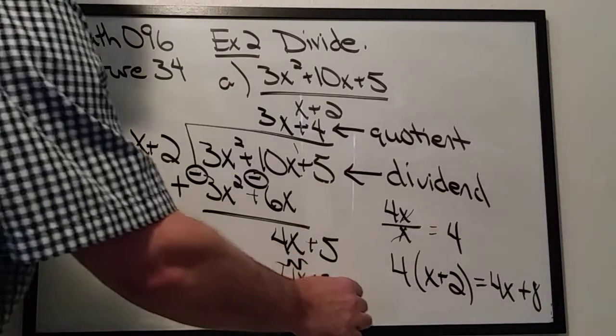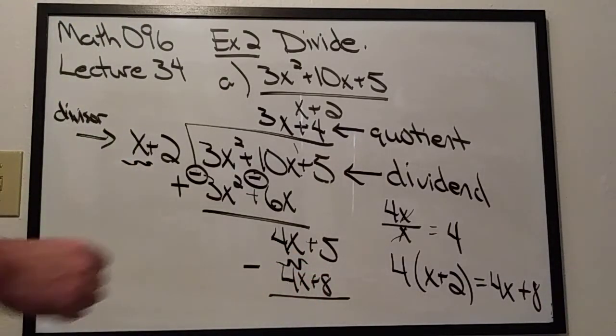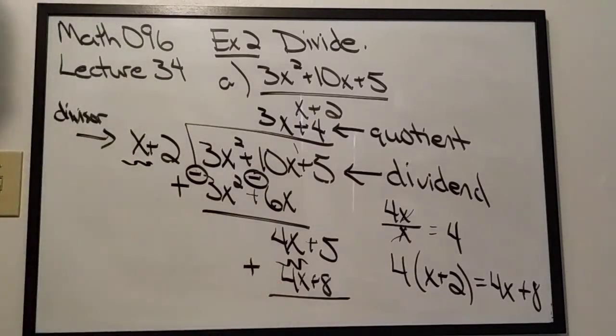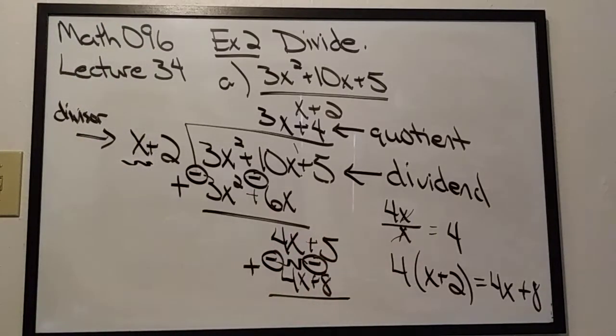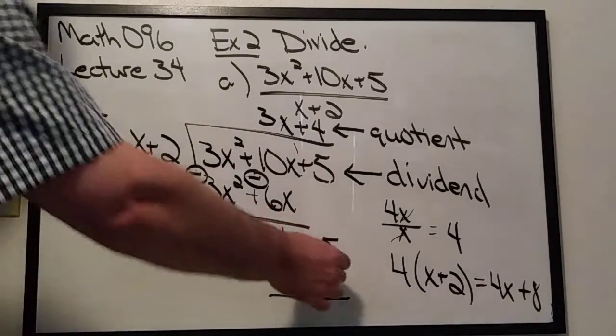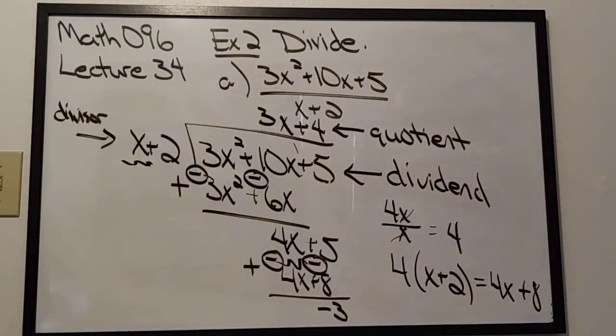Well, now I need to subtract these. Again, tempting to just put that minus sign, but again, the safest way is to go ahead and change this into a plus and change the sign of each one of those terms in the second polynomial. 4x plus a negative 4x, they cancel out. Positive 5 plus a negative 8 would be a negative 3. So now that I have this then, I've run out of terms in my original dividend. And because I've run out of terms in my original dividend, that means that I'm done with this division problem.